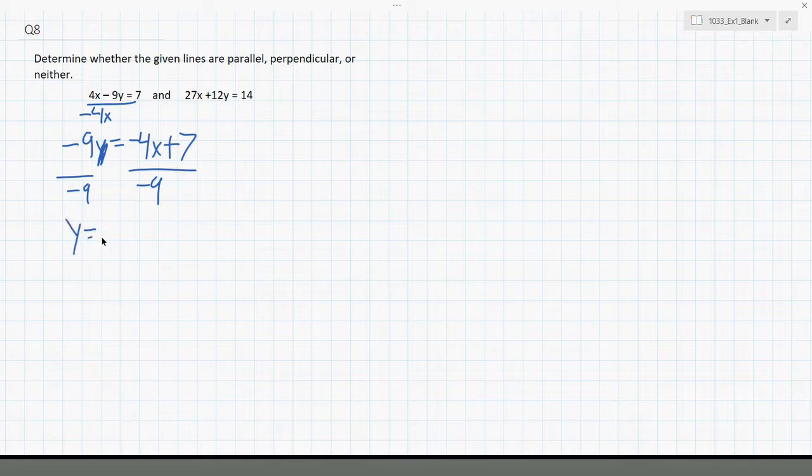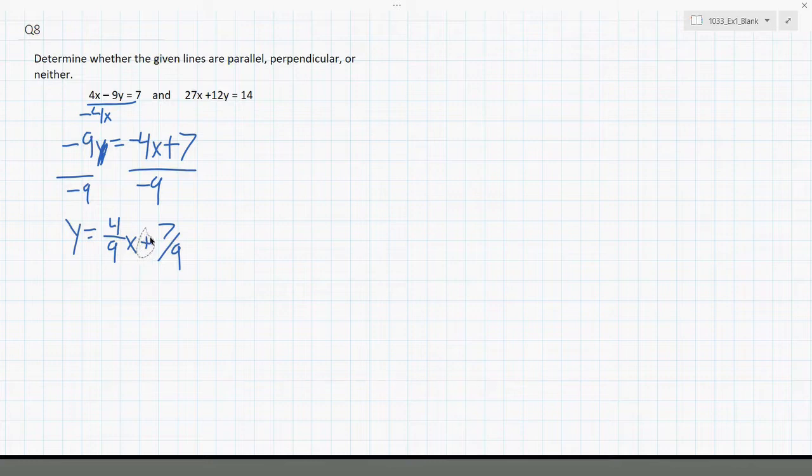So we're doing our reverse PEMDAS. For the first one, we're going to subtract 4x from both sides. We'll have a negative 9y equals a negative 4x plus 7. And then we'll divide both sides by negative 9. And then we'll know y equals 4 over 9x plus 7 over 9. No, minus.